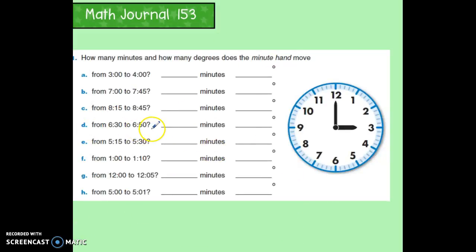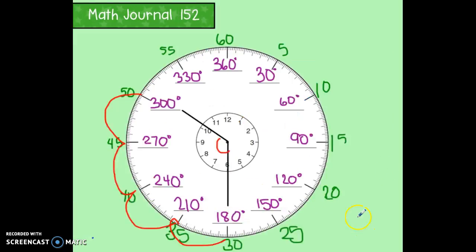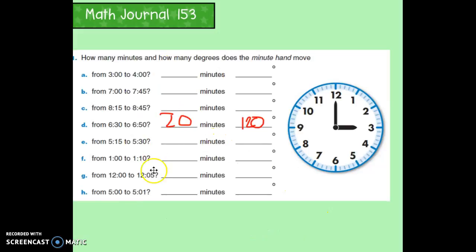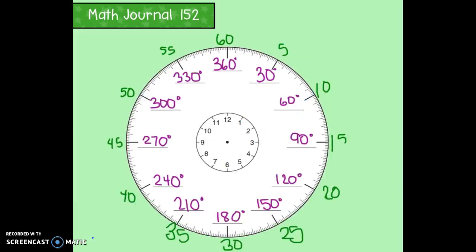So back on here, from 6:30 to 6:50 is 20 minutes, or 120 degrees. Another way to look at it is, I know 20 minutes is equivalent to 120 degrees, so I can also just look at it that way. To complete the rest of this page, you may use this clock to help you.